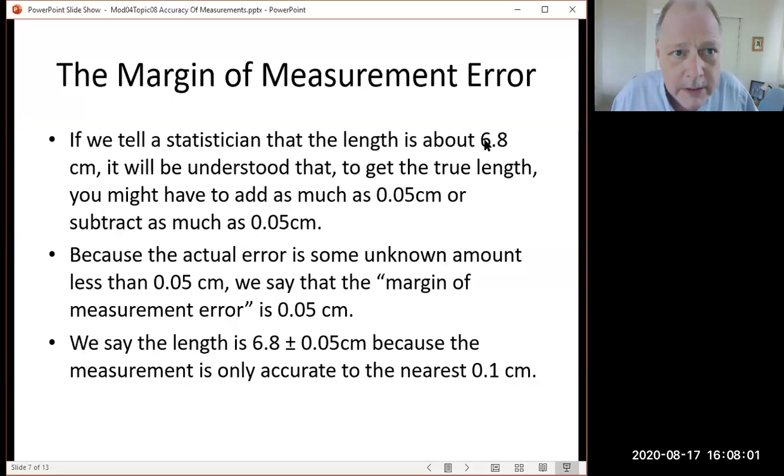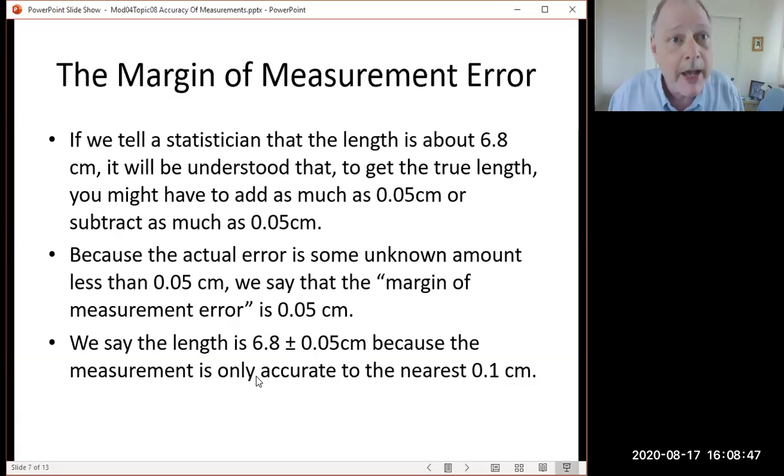So you recorded it to the nearest tenth of a centimeter. When you wrote down the 6.8, you stopped in the tenths place. That's 8/10 of a centimeter. So you recorded it to the nearest tenth. Half of a tenth is 0.05. So that's the plus or minus that much that you might have to add or subtract. So another way to write what is the true length, you say 6.8 plus or minus 0.05 centimeters.